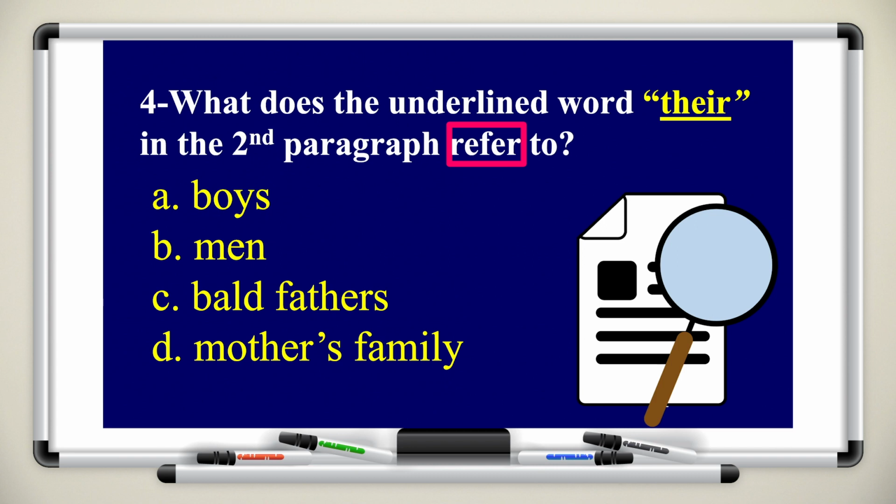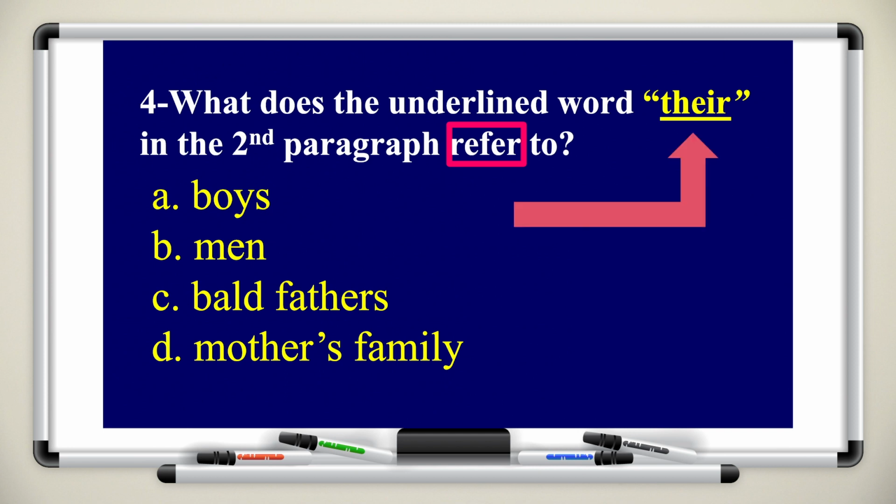What does the underlined word "there" in the second paragraph refer to? You go back to the second paragraph and focus on the sentence that has the word "there". And focus, what do you think it refers to? You can replace the words in the multiple choice with "there" to see which one fits the sentence also. Is it boys, men, bald fathers, or mother's family? You would find that "there" refers to boys.